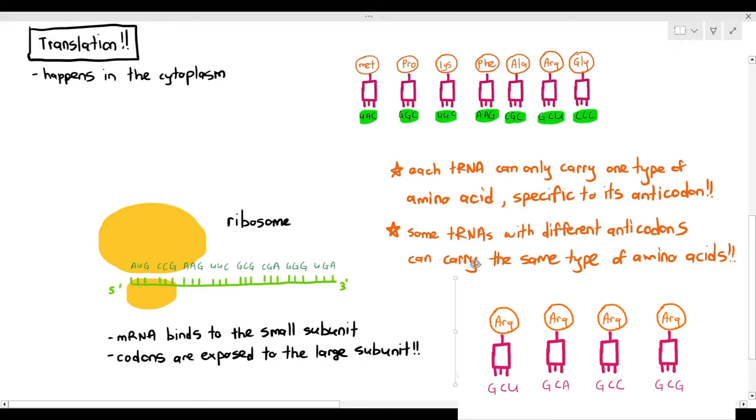So these are something very interesting that you have to know about tRNAs. Each tRNA can only carry one type of amino acid specific to its anticodon, and sometimes multiple tRNAs can carry the same type of amino acid. For example, tRNAs with anticodon GCU, GCA, GCG, and GCC will all carry the amino acid arginine. Again, do we have to memorize which tRNA carries which amino acids? No, you don't have to, right? But it's something that we have to understand.